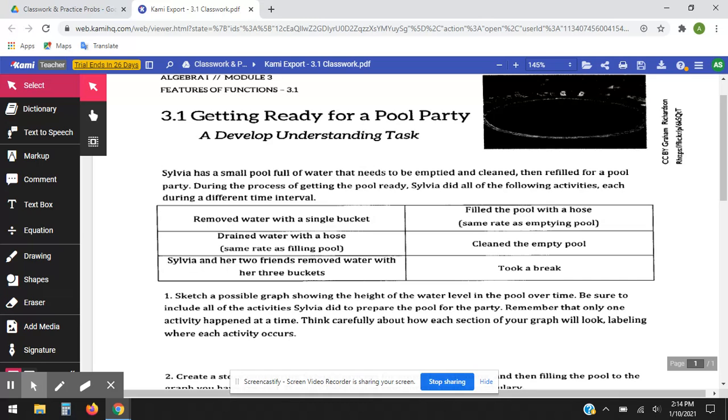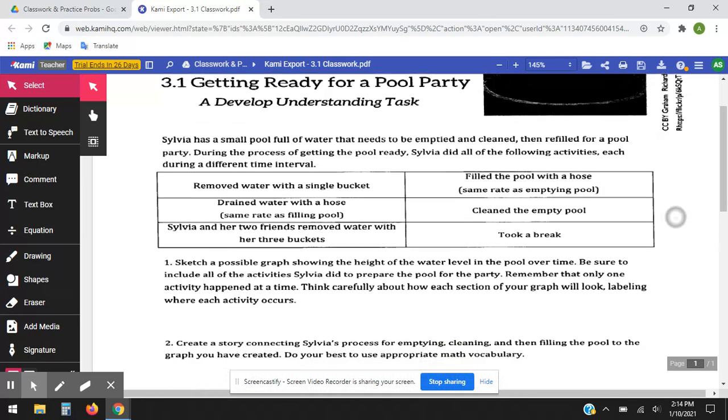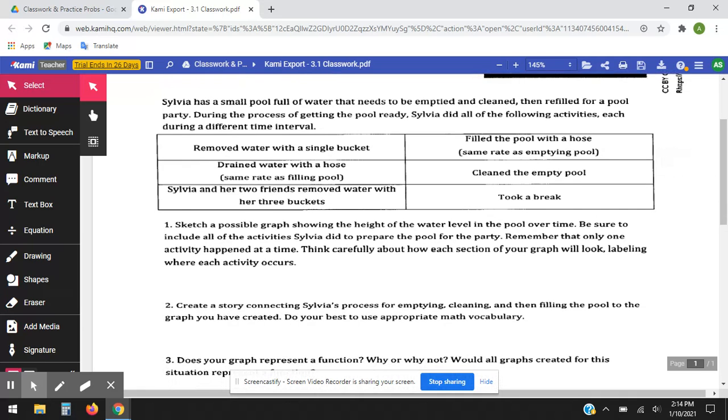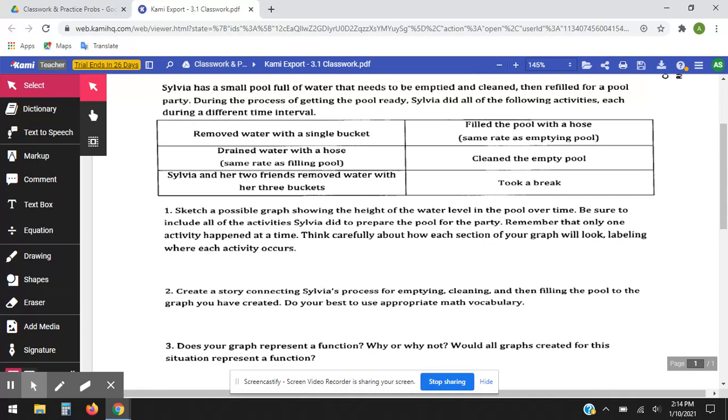So these are not necessarily in a row. This is just things that had to happen for this pool party for the pool to get cleaned and refilled. So sketch a possible graph showing the height of the water level in the pool over time. Be sure to include all of the activities Sylvia did to prepare the pool for the party. Remember that only one activity happened at a time. Think carefully about how each section of your graph will look, labeling where each activity occurs.